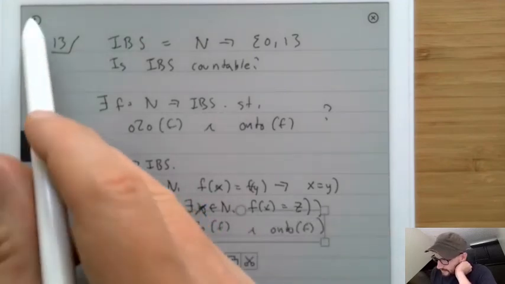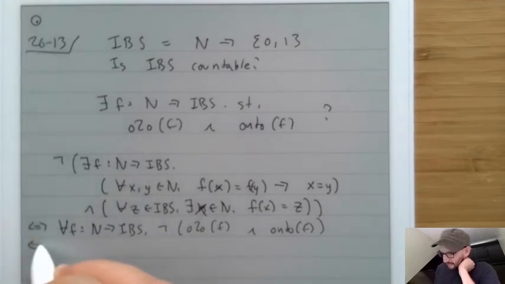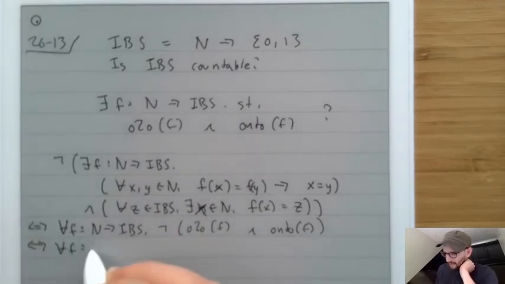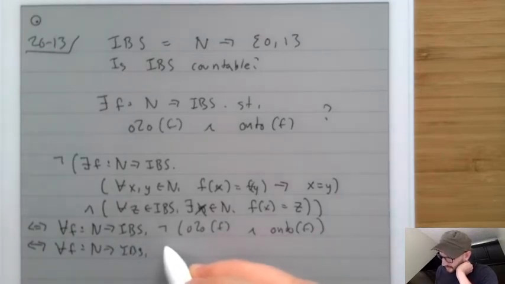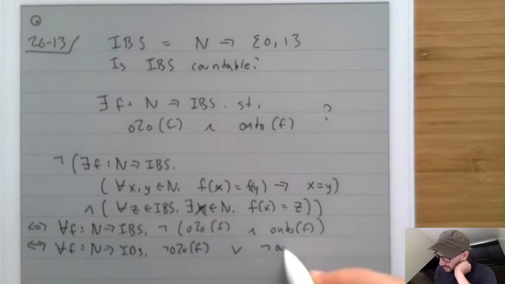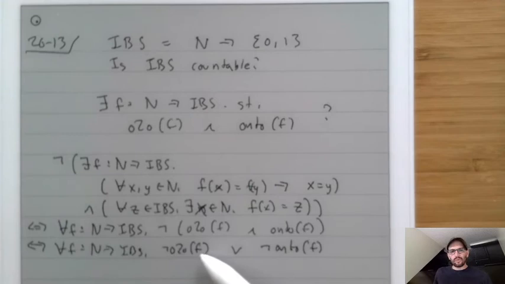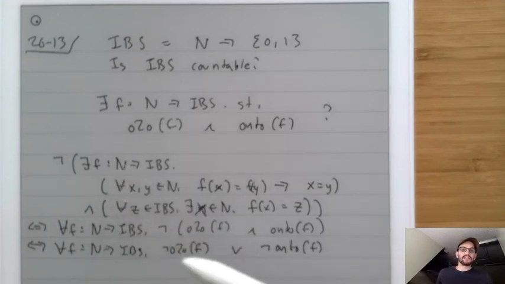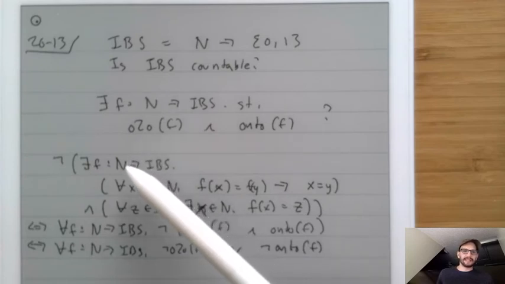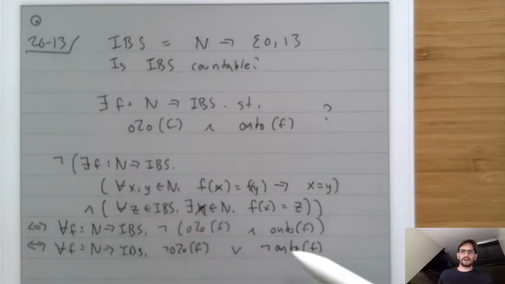Okay, and so that is the same as saying for all f from N to IBS, either it's not one-to-one or it's not onto. And remember, if it's not one-to-one, then that means that the thing on the left is bigger. And if it's not onto, that means the thing on the right is bigger. So I know that the thing on the right is bigger, so we're going to do that proof.